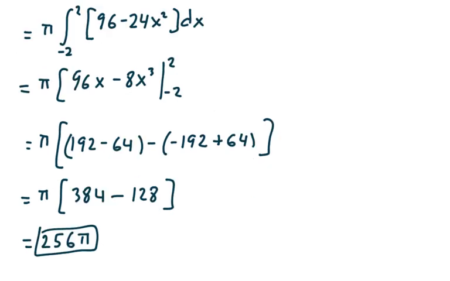And when we simplify this integrand, we get pi times the integral from negative 2 to 2 of 96 minus 24x squared dx, which is pi times the quantity 96x minus 8x cubed evaluated from negative 2 to 2. So this is pi times the quantity, and I'm going to replace x with 2, and I get 192 minus 64. And then I'm going to go minus, and then replace x with negative 2. And when I do that, I get minus the quantity negative 192 plus 64. And when you plug that in, you should come up with 256 pi.